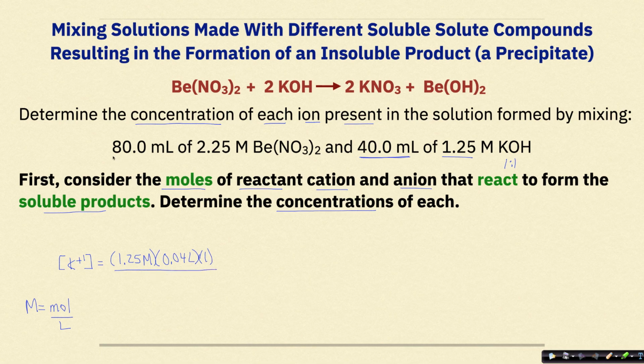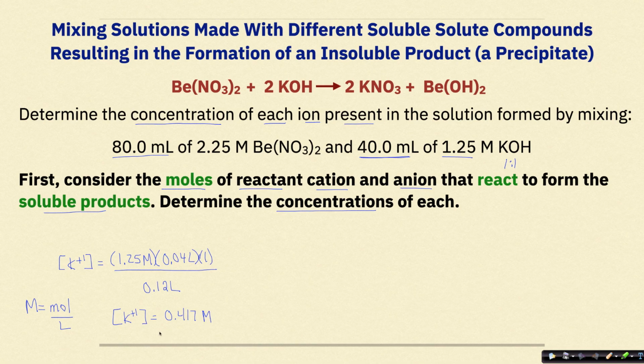The total volume in here is 80 milliliters plus 40 milliliters, which gives me 120 milliliters. And when I convert that into liters, it's 0.12 liters. So the concentration associated with K+1, if I multiply together 1.25 times 0.04 times 1 and the total thing divided by 0.12 liters, that concentration will be 0.417 molar.